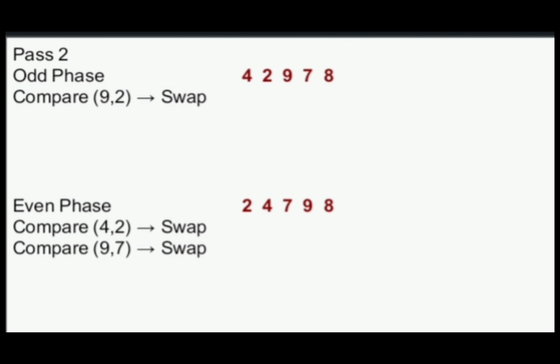In pass 2, the algorithm compares and swaps adjacent elements again. First 9 and 2 are swapped in the odd phase. Then 4 and 2, and 9 and 7 are swapped in the even phase. After the swaps, the array becomes 2, 4, 7, 9, 8.